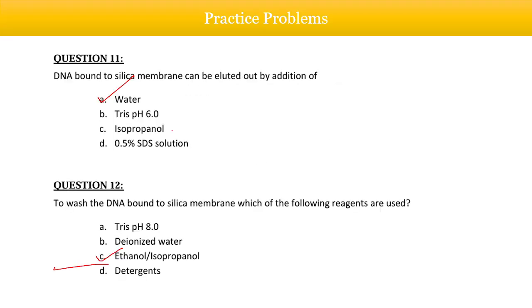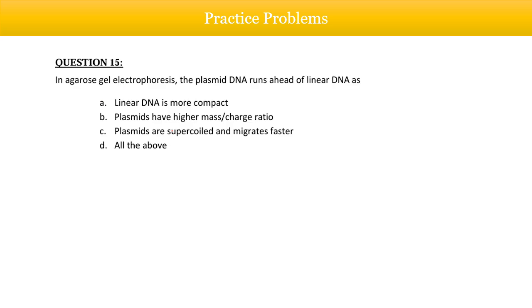Okay, and we get back to the last question. In agarose gel electrophoresis, the plasmid DNA runs ahead of the linear DNA. Why? Linear DNA is more compact. Plasmids have higher mass by charge ratio. Plasmids are supercoiled and migrate faster, or all of the above.